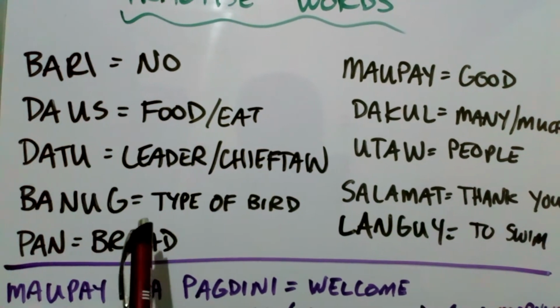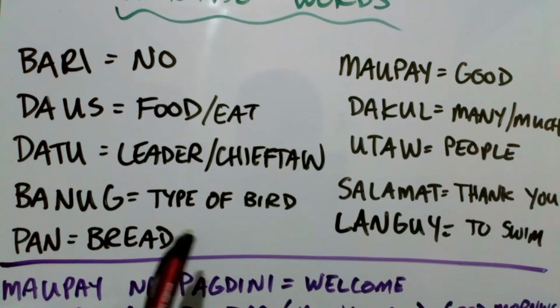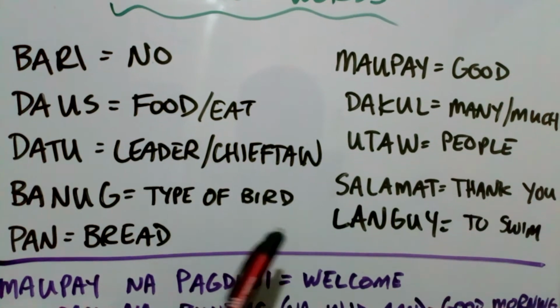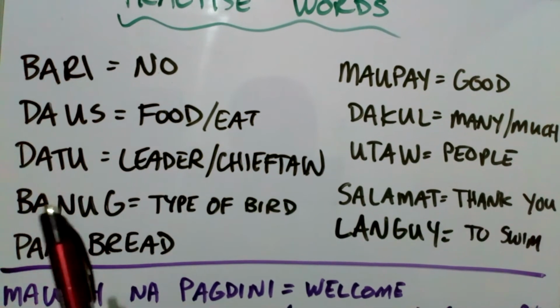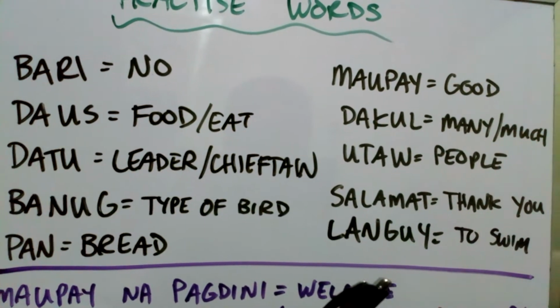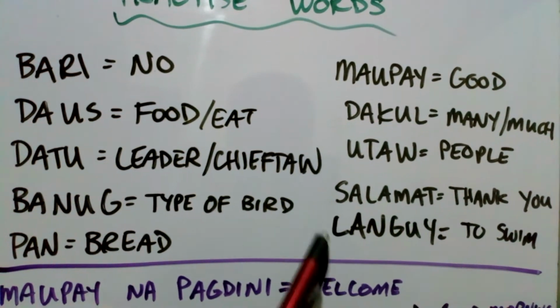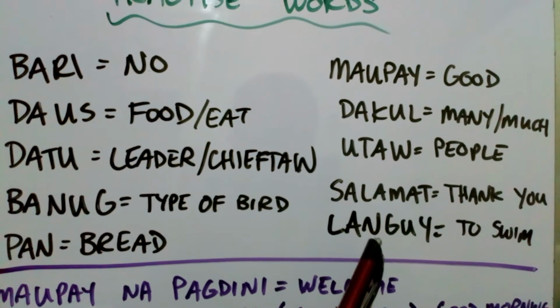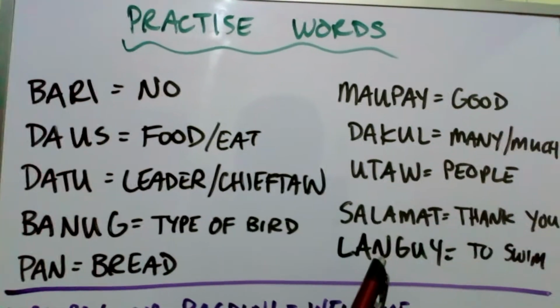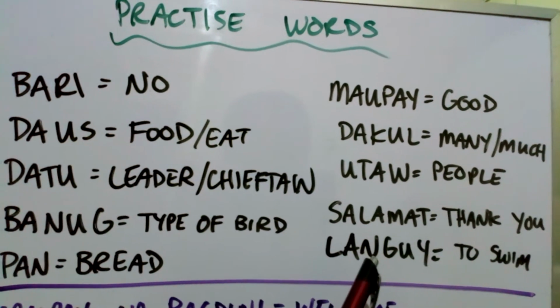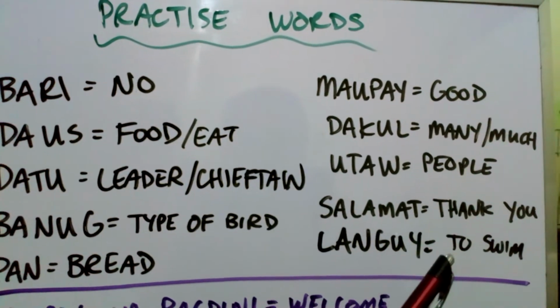Banog, again, banog is a type of bird. It's a small bird. I think it's black and white colored, but it's a very small bird. It's a type of bird that flies in Camiguin. Langoy, this one is a borrowed word, I think, from Cebuano, but it can also be an indigenous word. I could be wrong. So langoy means to swim.